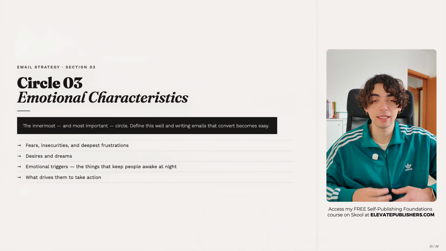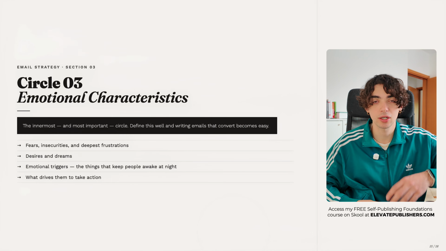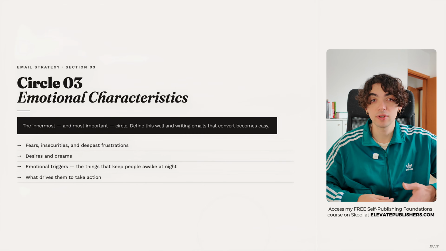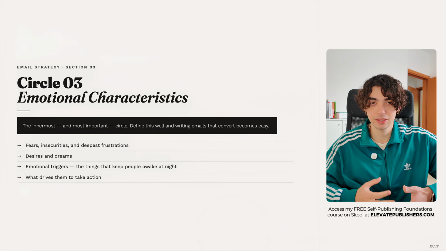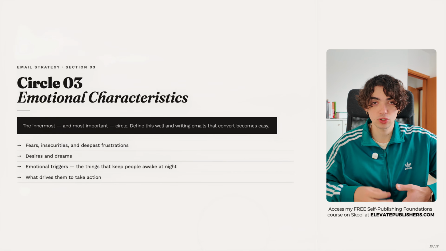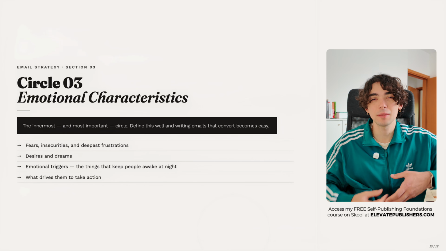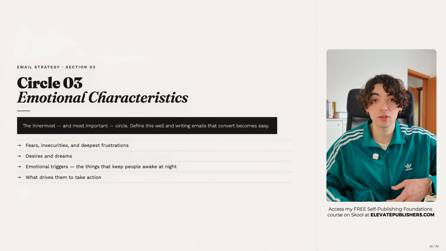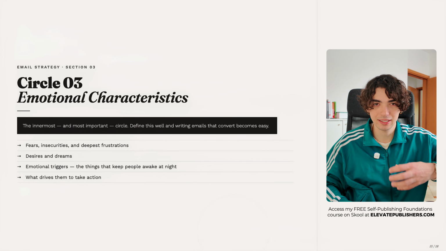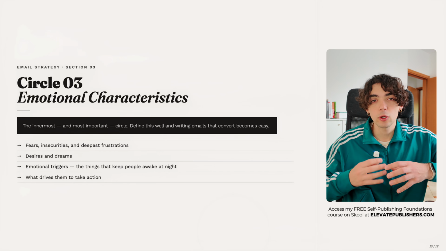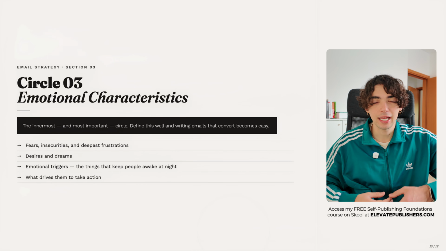Finally, we define the innermost and most important circle, which is the emotional characteristics. This includes fears, insecurities, and deepest frustrations, but also people's desires and dreams. In this circle, we need to find all those emotional triggers, the things that keep people awake at night and drive them to take action. This is the most important circle because if we define these characteristics well, it will be very easy to write emails that activate these triggers in the person who receives them.